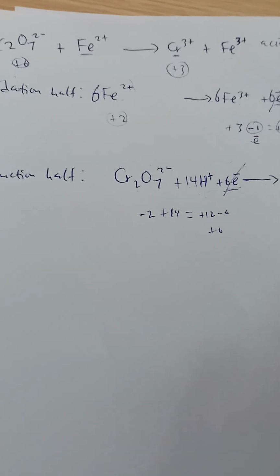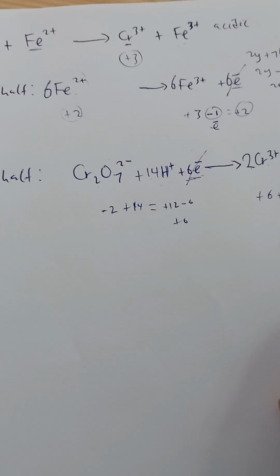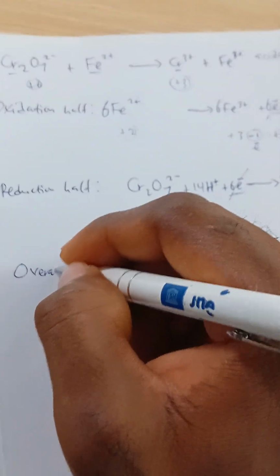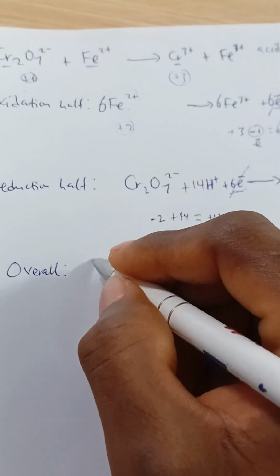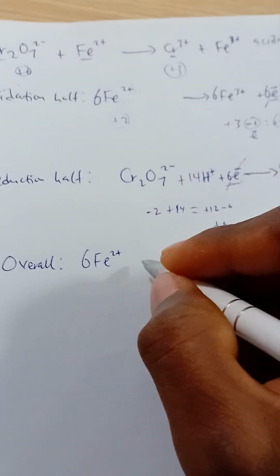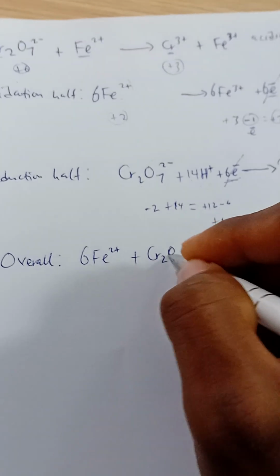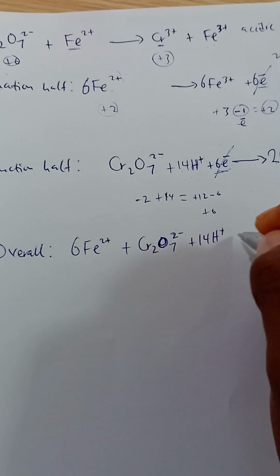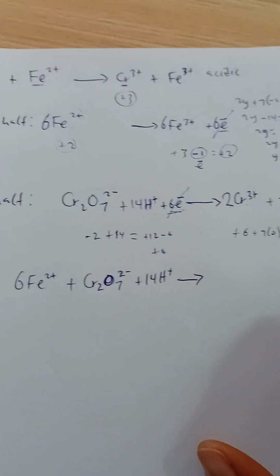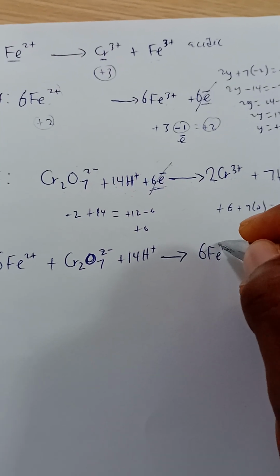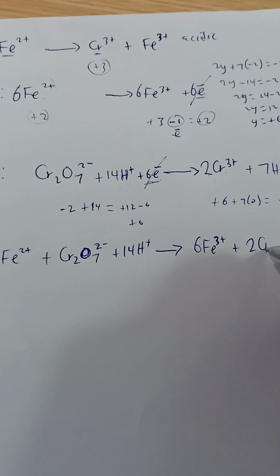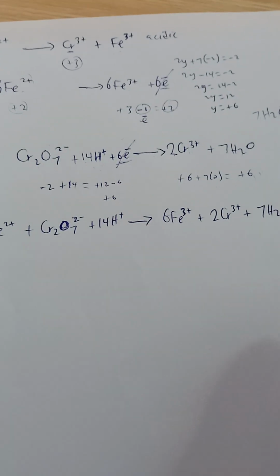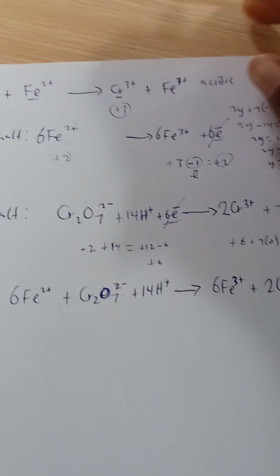We can proceed and add the two balanced half equations to get the overall balanced equation. So our overall balanced redox equation is this: plus 14H plus going to 6 moles of Fe3 plus, 2 moles of Cr3 plus, 7 moles of H2O. This is our overall balanced equation. This is how you balance in acidic medium.